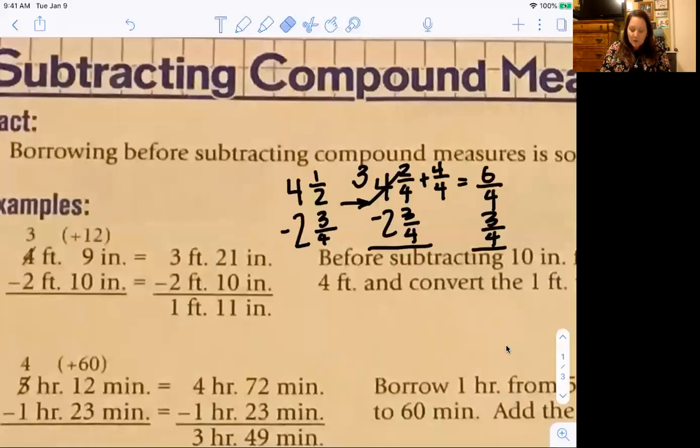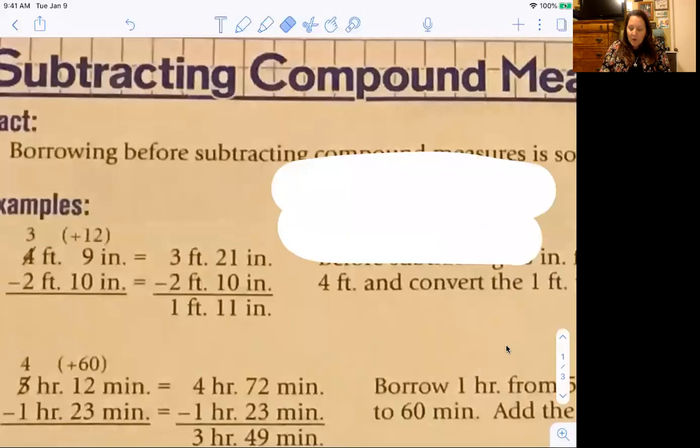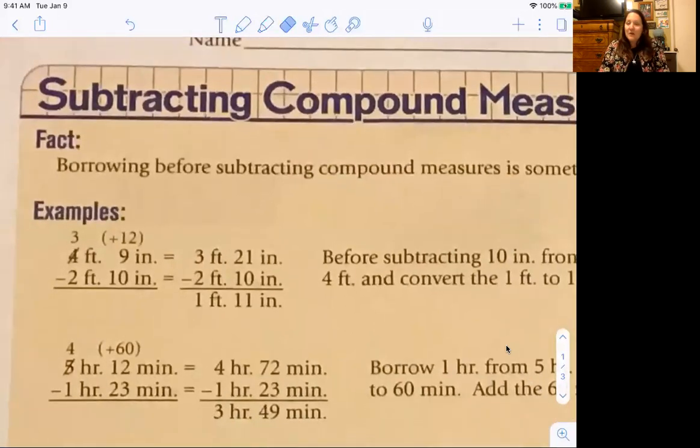You guys have grown up with borrowing. And today we're going to be borrowing. It's just going to be different amounts of whatever we're working with. So if it's inches, we're going to be borrowing, changing feet to inches. Sometimes we'll change miles to feet. Sometimes we'll change hours to minutes and things like that, okay?